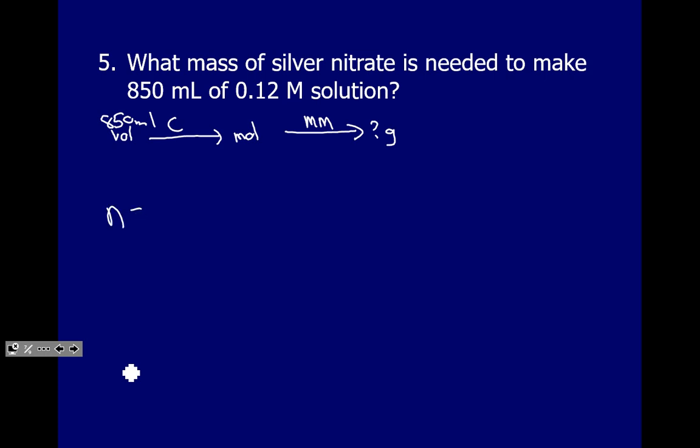N equals, and you guys are getting good at this, C times V. I'm going to get a number there. And then I'm going to have an M, and I need a silver nitrate. I will pause for you to calculate, and I will catch up. I need a 0.12 molar, 0.850 liters.